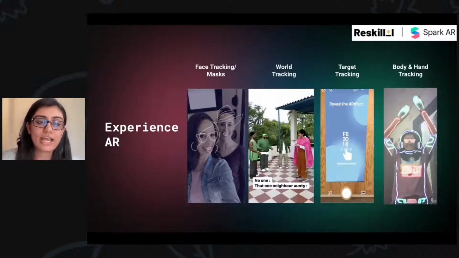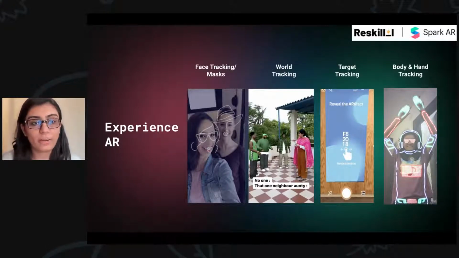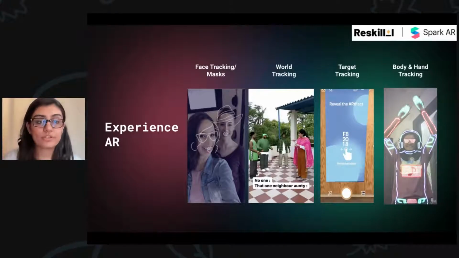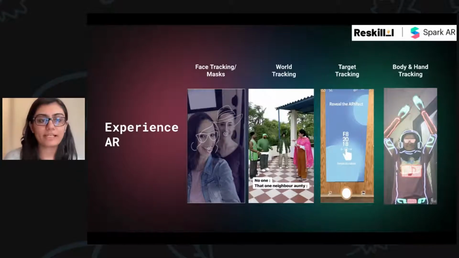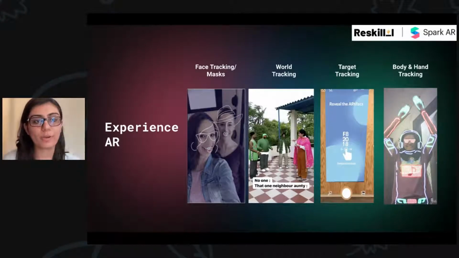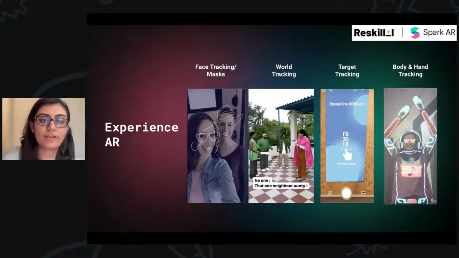Then there's target tracking, where you can scan different things. For example, a picture in your subject book, or a movie poster, or a box, for example, and things then come to life. The last one is the newest capability introduced to Spark AR Studio, which is body and hand tracking, which tracks the movements of your whole hand and the body. So according to your body movement, there are some augmented reality experiences that you can create and share with your friends and family.